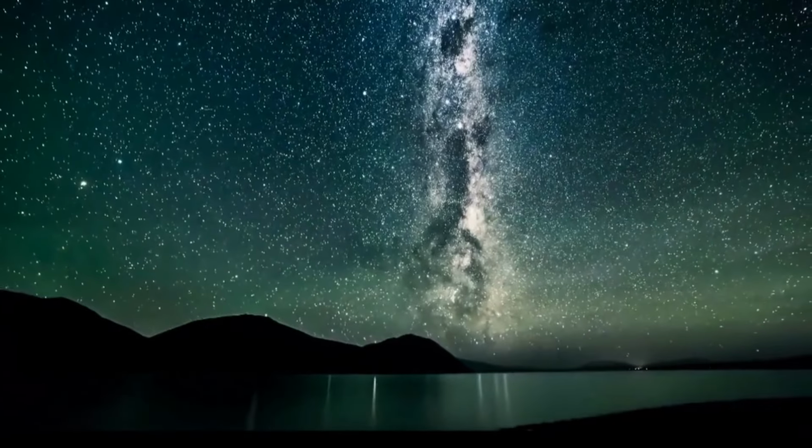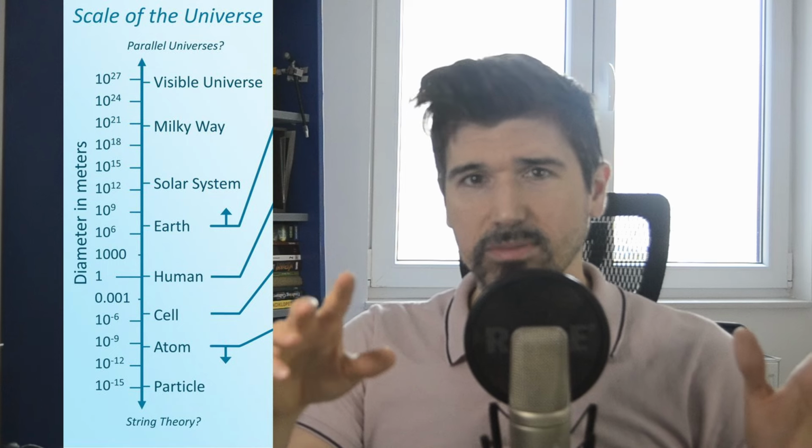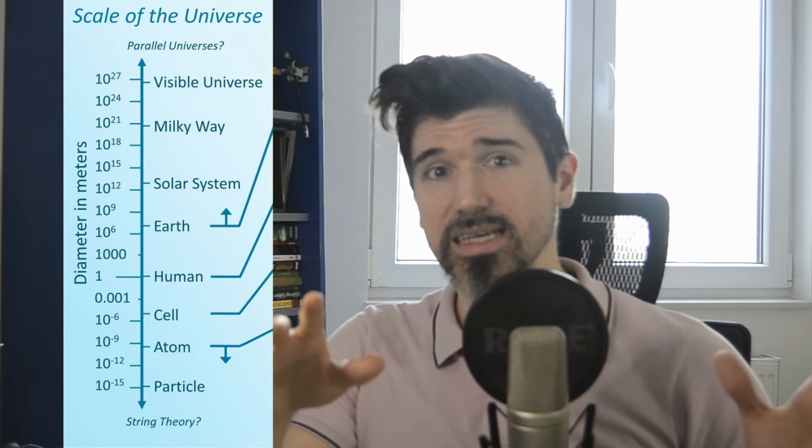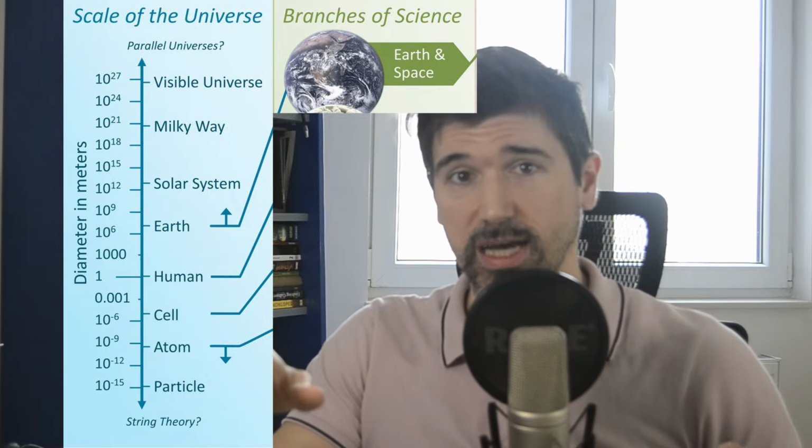We can start with the observable universe, which is around 93 billion light years across, or around 8.8 times 10 to the power of 26 meters in size. On this scale, we can explore the earth sciences like astronomy and geosciences.